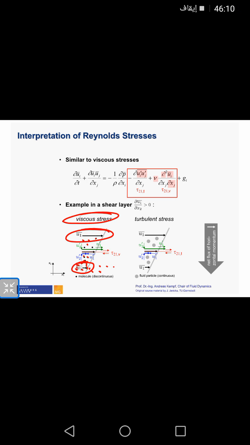This is due to random molecular motion. These little mass points are molecules, and they will just fly around, and when the fast molecules from the fast zone end up in the slow zone, they carry momentum there. And if the slow particles from the slow zone end up in the fast zone, they carry a deficit of momentum there. In other words, we have a smoothing effect. We have an effect where here the velocities will get smaller, and down here the velocities will increase. This is how viscous forces work.